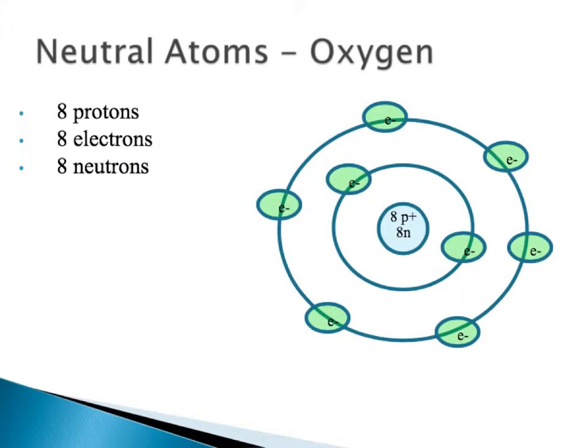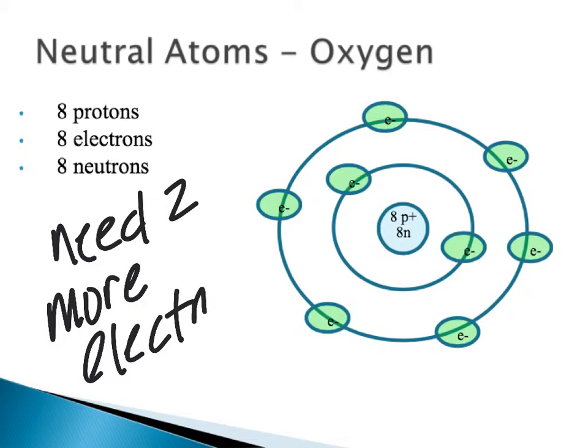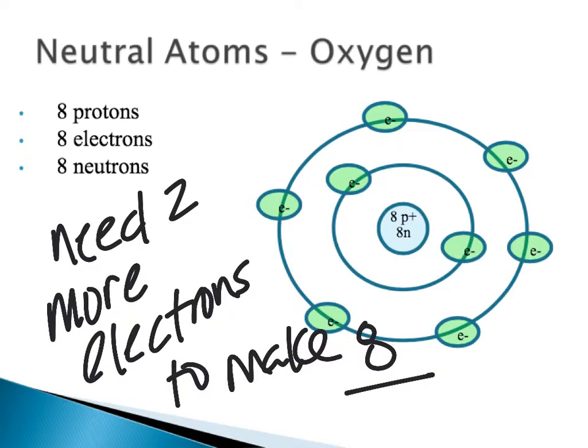So here's our example. Oxygen, in its unbonded state, has 8 protons in the nucleus, 8 electrons, they're the greens hanging on the outside, and 8 neutrons also in the nucleus. So we have space for 2 more. We need 2 more electrons to make 8, or the octet rule.